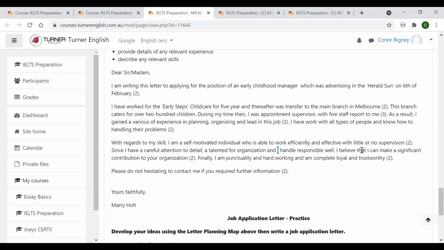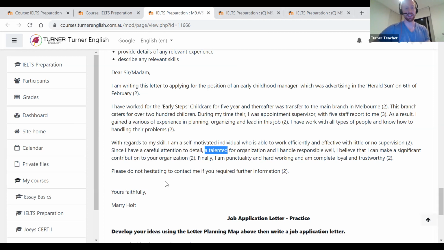Responsibility. I believe. But the problem is over here: a talent, yes. So that should be "a talent." A talent for organization, and I handle responsibility well. Very good.